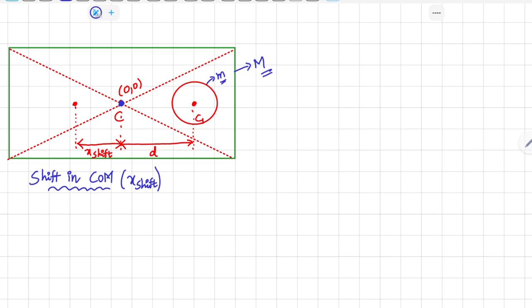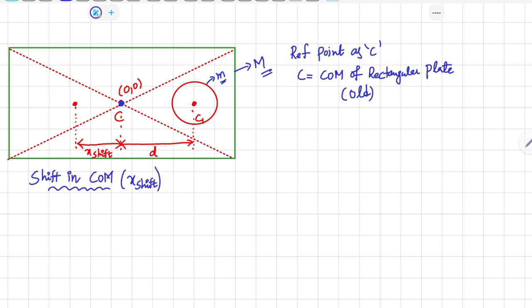Okay, let me consider the reference point as C, which is the original center of mass. Now what is C? C is the center of mass of the rectangular plate. We also call this the old center of mass, because before removing this circular plate, this is the center of mass.